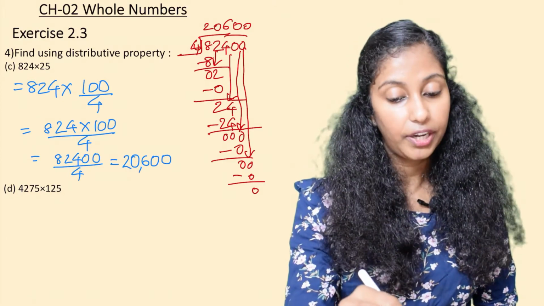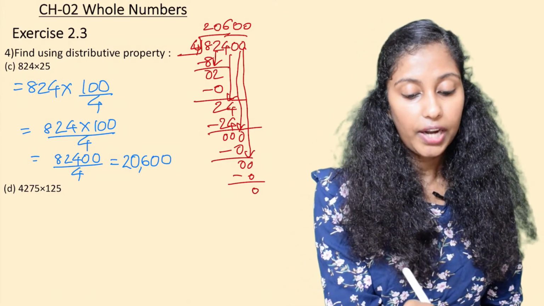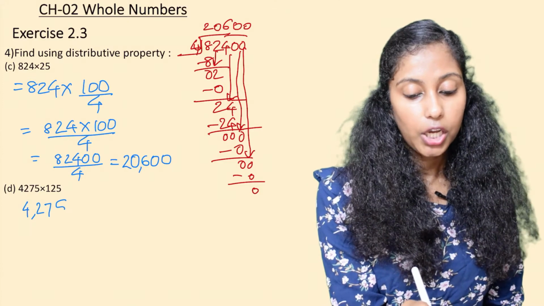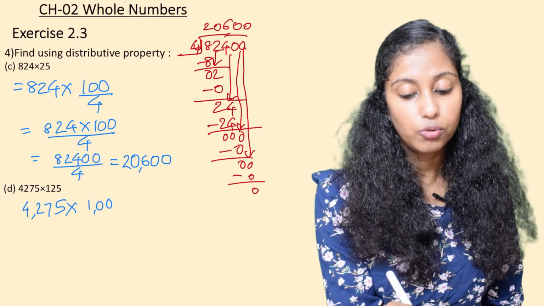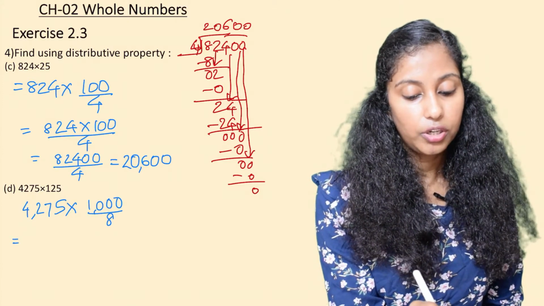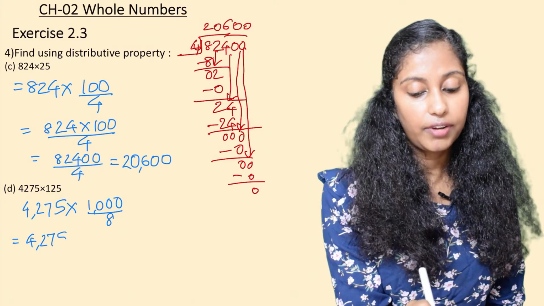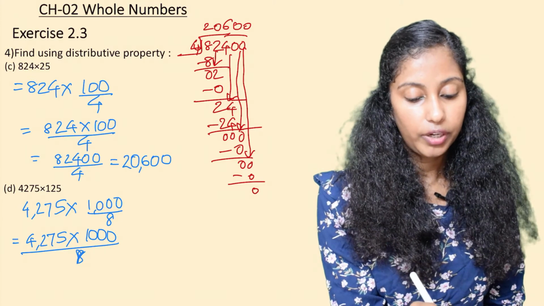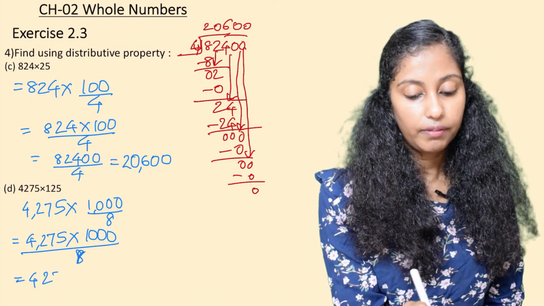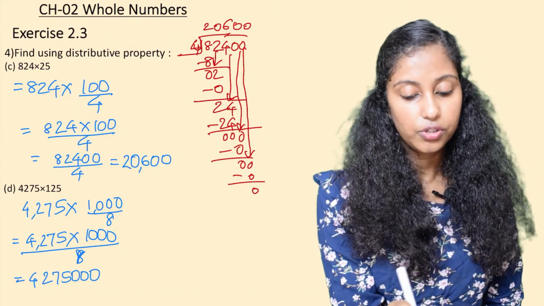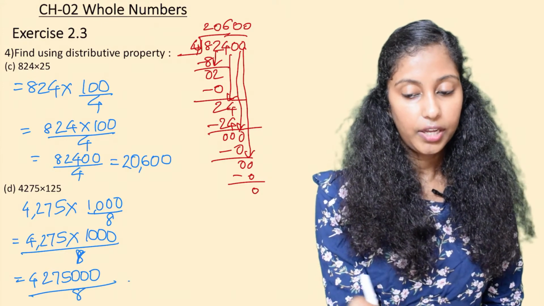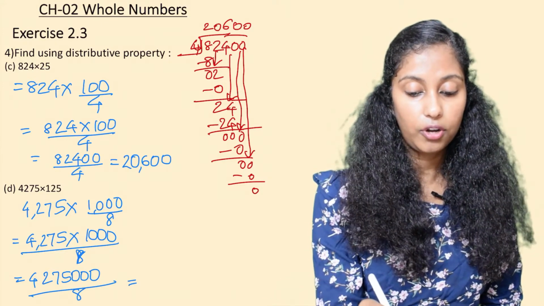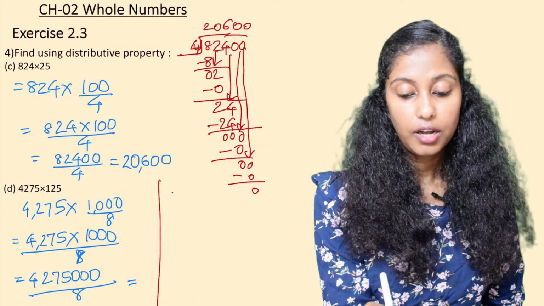4,275 multiply 125. We saw in patterns that 125 can also be written as 1000 upon 8. So here 4,275 multiplied by 1000 upon 8. So we write 4275 and triple zeros divided by 8. And then we just solve it in the rough column and write the final answer.